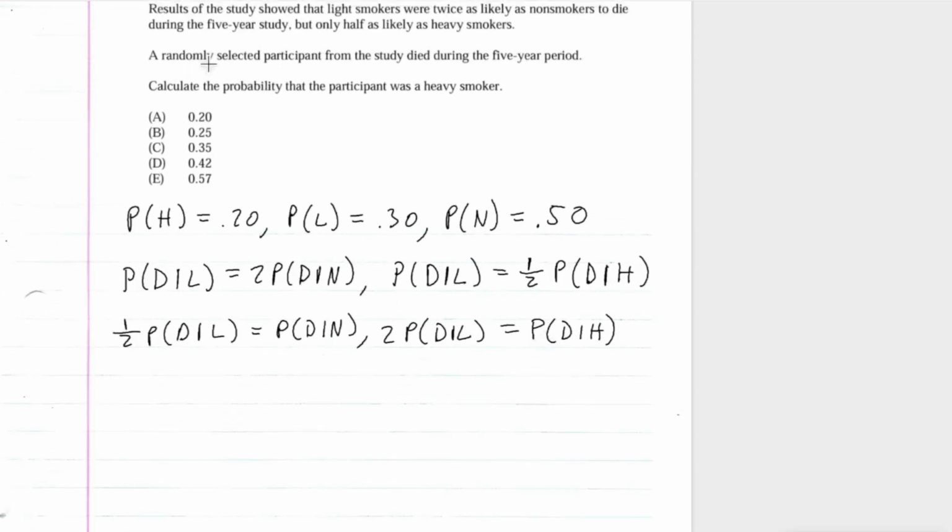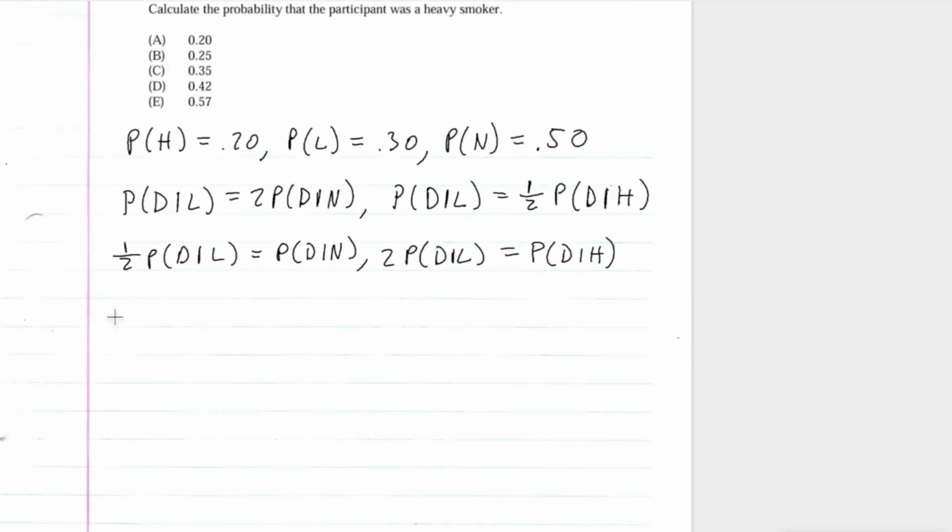So, a randomly selected participant from the study died during the 5-year period. Calculate the probability that the participant was a heavy smoker. So they want the probability that he was a heavy smoker, given that he died, right?